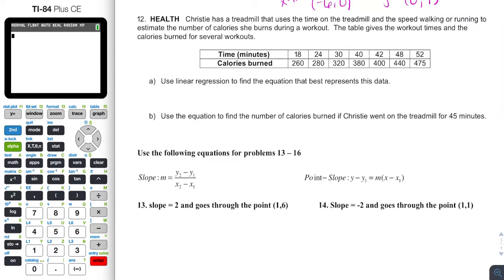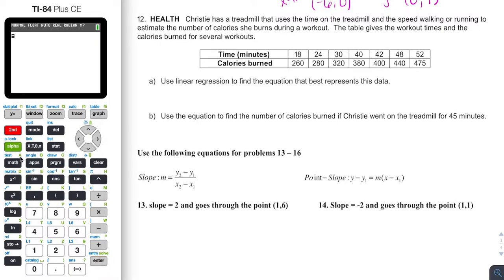All right, number 12. Number 12 is where we're going to use our calculator. So it says use linear regression to find the equation that best represents the data. So what we're going to do is we're going to come over here and go to our catalog, which is second 0, and then we're going to go all the way down until we turn our diagnostics on. Let's see. There we go. Diagnostics on. Enter, enter. Okay.